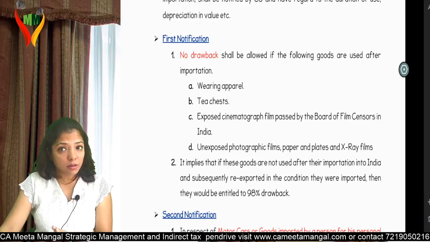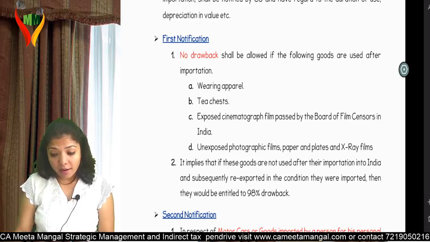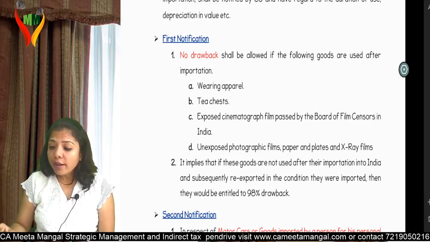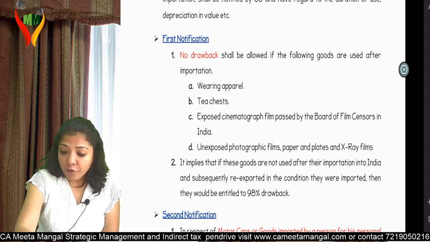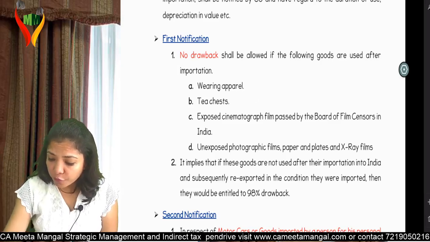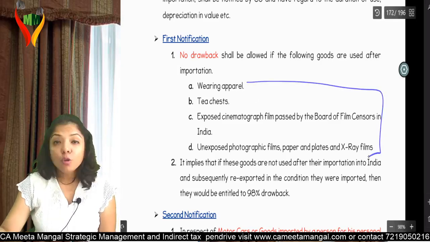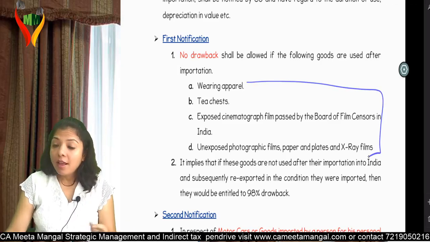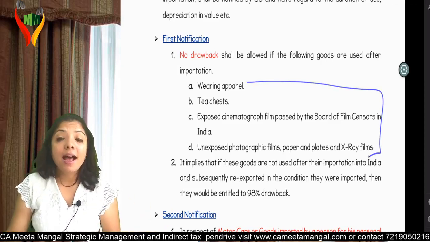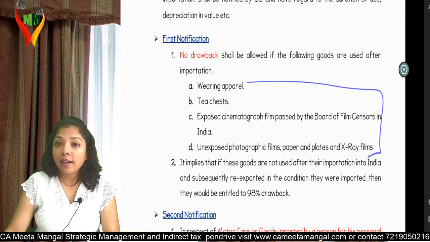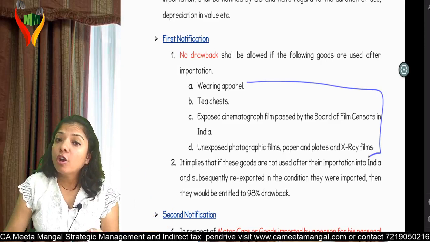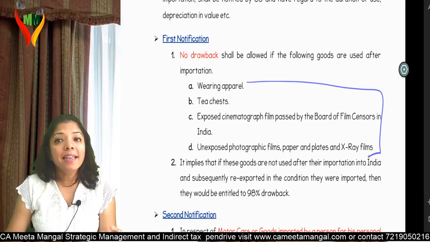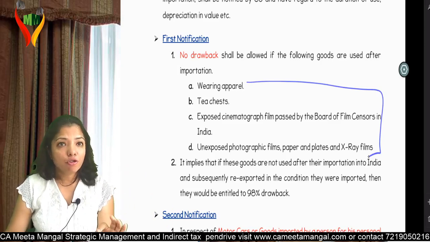Really very important. No drawback shall be allowed. The following goods are used after importation. I hope you're with me. See, suppose you have imported this phone, and then you have used it and then you are exporting it again. Boss, for this phone, you will not be eligible for any duty drawback.